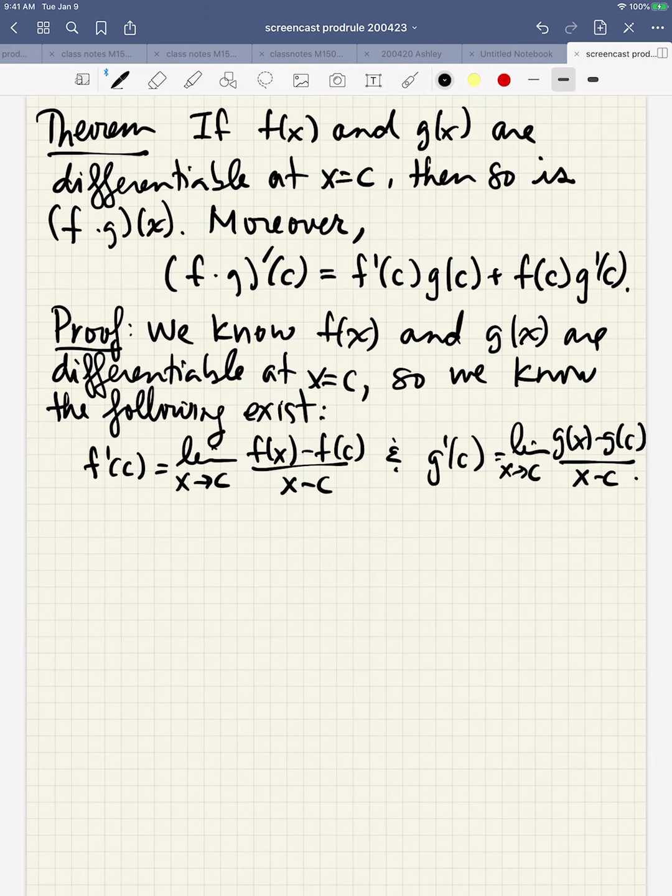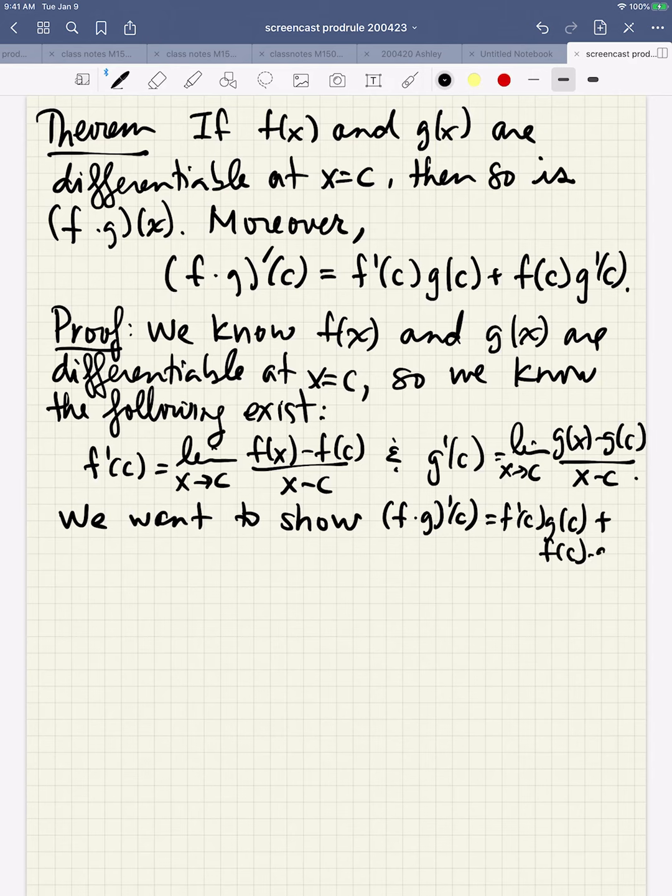So, assuming f of x and g of x are differentiable at x equals c, we can write down these two expressions that I just wrote down. That's what we know. Now it's always good, in my experience, to write down what we want to show. We want to show that if we calculate the derivative of the product, we get f prime of c times g of c plus f of c times g prime of c.